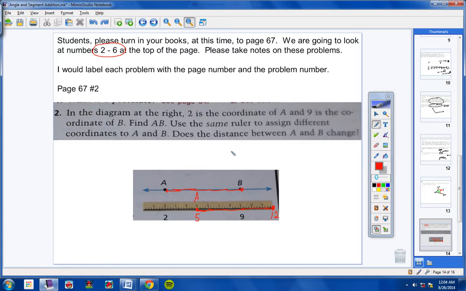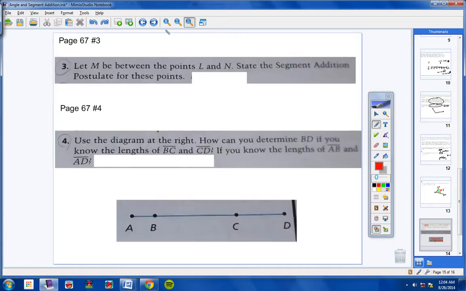So no, it does not matter where you move this segment on a ruler or on a number line. The distance of it is still going to be 7, and that's what they wanted you to see. Okay? All right, please copy in your notes.